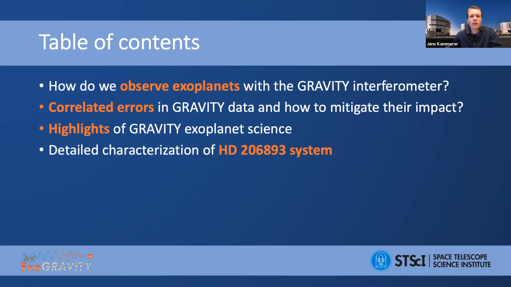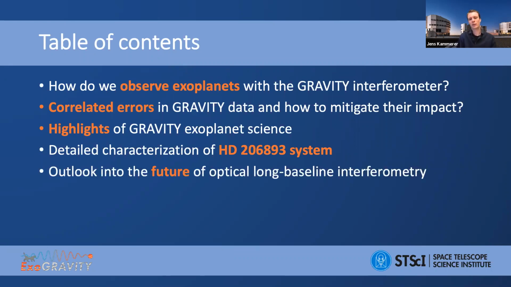And finally, I'd like to talk in a bit more detail about the HD 206893 system, which is an exciting debris disk system that has 2 inner companions. One of them is also directly imaged and is also the reddest known substellar companion. So I've been working on this system for the last year or so. And in the end, I'll give a brief outlook into the very near future of optical long baseline interferometry.